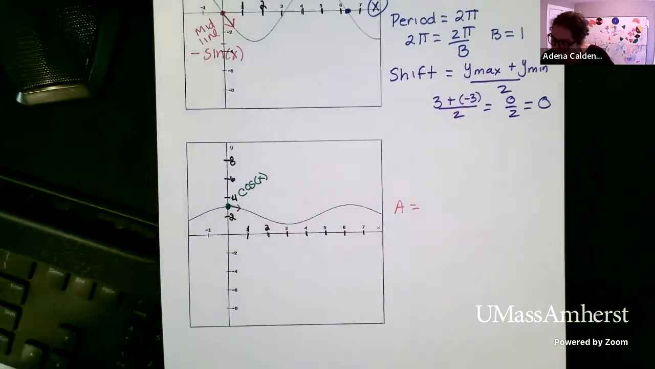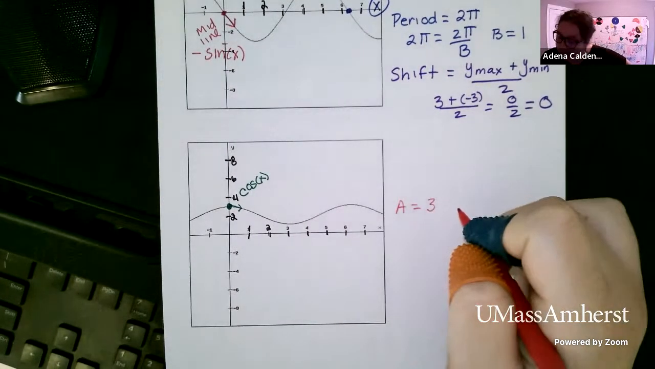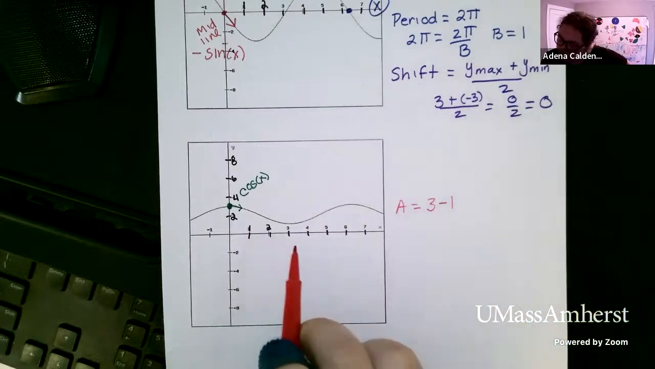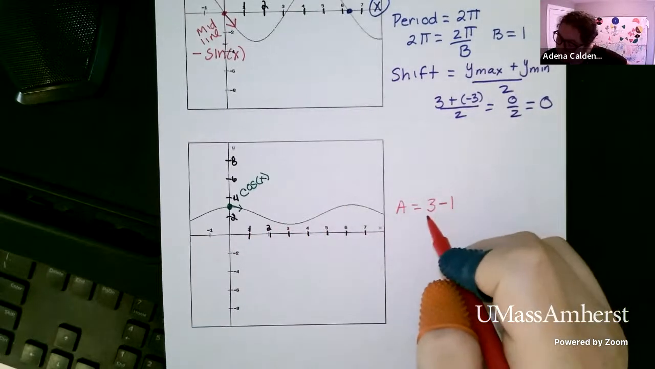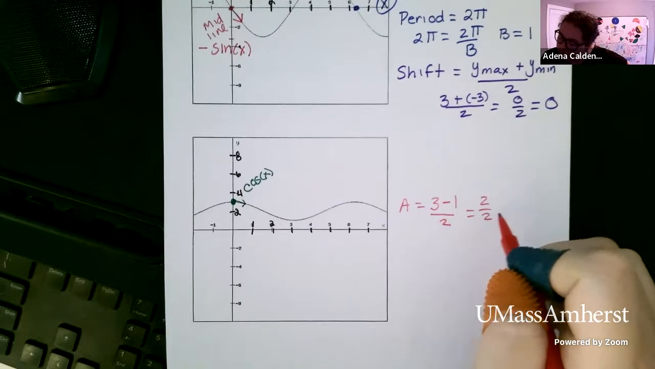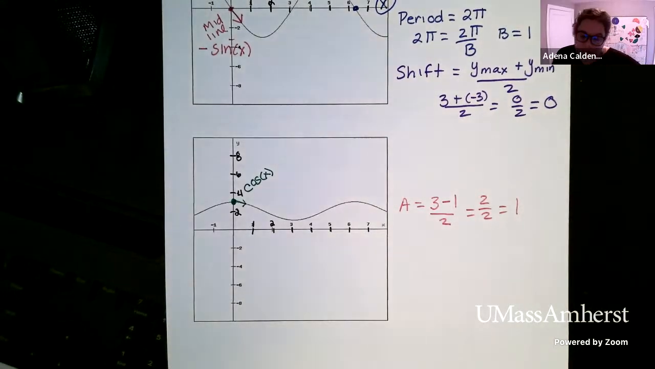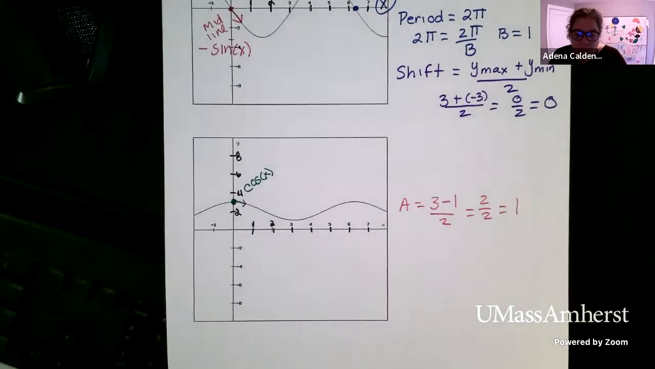Okay, so the amplitude, I'm looking for what is the maximum and minimum. So the maximum looks like it's at 3. The minimum looks like it's at 1. So 3 minus 1 is 2. 2 divided by 2 gives me an amplitude of 1. So I have 1 cosine so far. And again, we don't usually write ones.